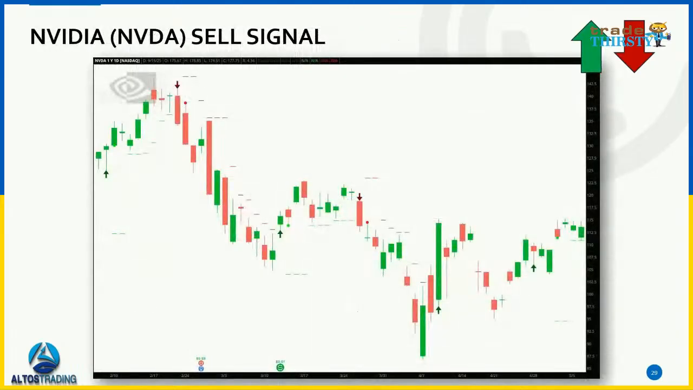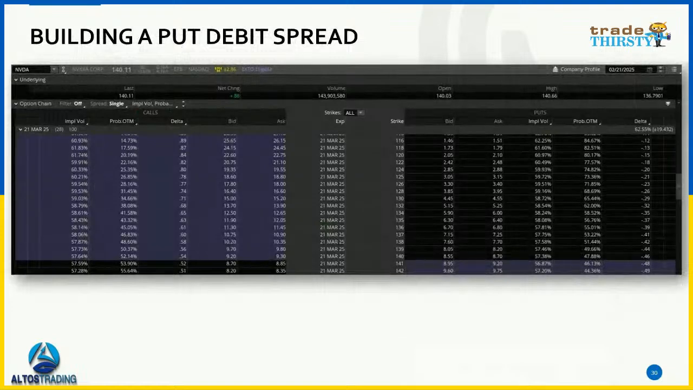Let's visualize this on a chart. This is a past chart of NVIDIA. You'll notice a series of buy and sell signals, up green arrows, down red arrows. Let's just pick one of these out. We'll focus on this sell signal from February. It's telling us that the algorithm forecasts NVIDIA to go down. As we can see in hindsight on the chart, it certainly did. So how would we build a trade around this expectation?